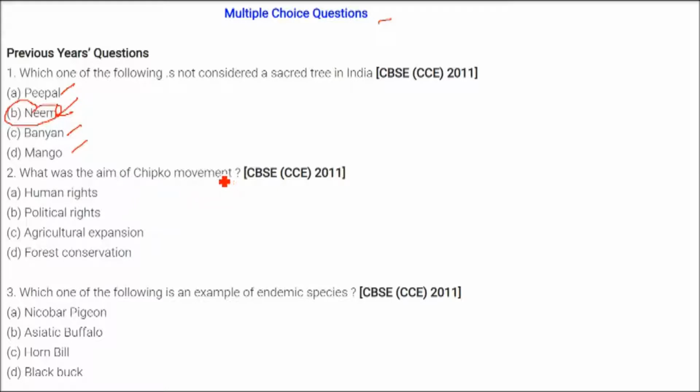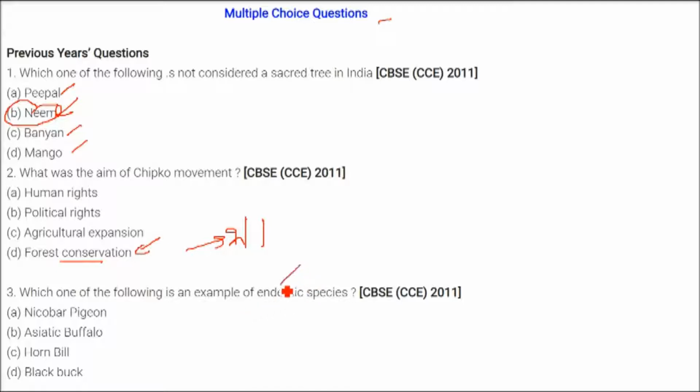What was the aim of Chipko Andolan? So the aim of Chipko Andolan was forest conservation, because the government and the people who were not having authority, like the contractors, they were just cutting trees. And what the community living there did, they just grabbed the tree. They stood here and they said, if you want to cut the tree, you have to cut us. And this was Chipko Andolan, Chipko movement. This was for forest conservation.